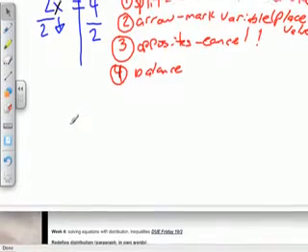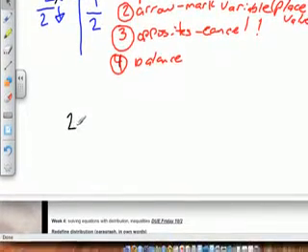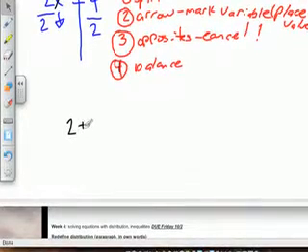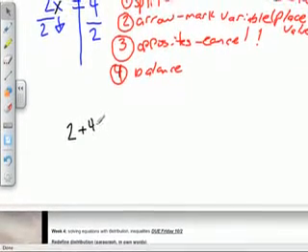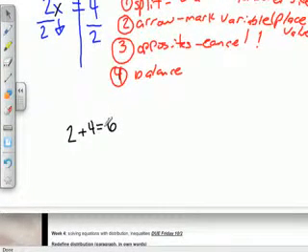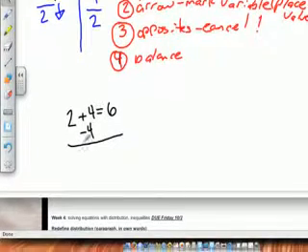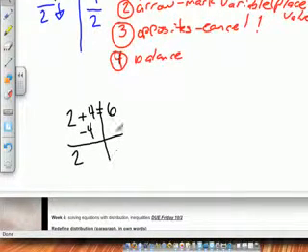Instead of writing an algebra equation, I'll write a number sentence like 2 plus 4 equals 6. Now, what if I just did something to one side? Like I just subtracted 4 on one side, and I didn't subtract 4 on the other side. Well, what would I have? I'd wind up with 2 on the left side, and I'd wind up with 6 on the right side.